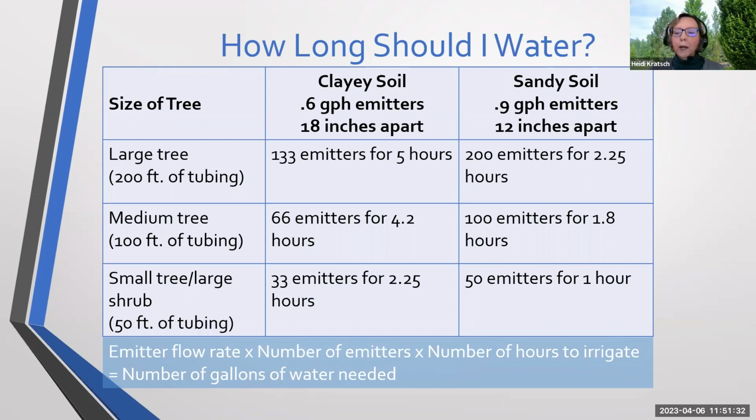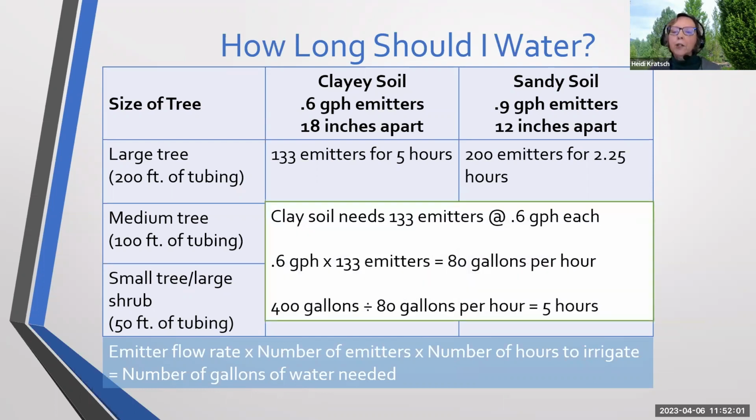And just for some context here, for clay soil, we recommend 0.6 or 0.5 gallon per hour emitters spaced 18 inches apart. If your soil is sandy, we recommend 0.9 gallon per hour emitters or 1 gallon per hour emitters, depending on the company, spaced 12 inches apart. So let's look at a quick example just to show you how this works.